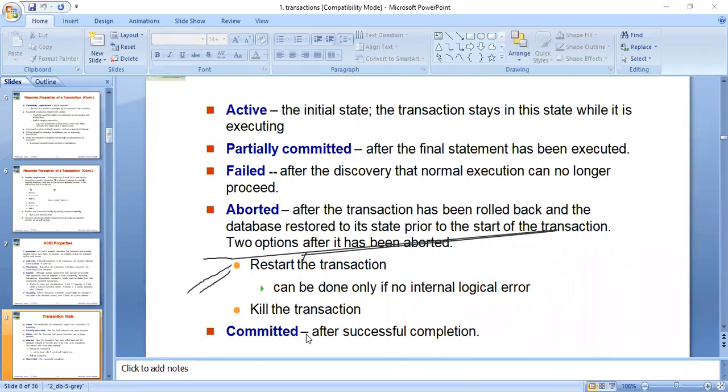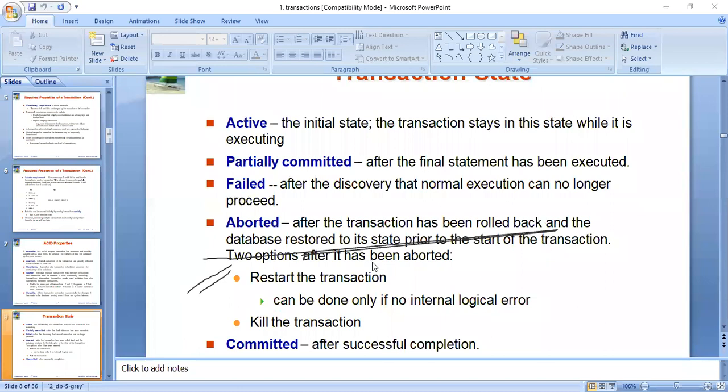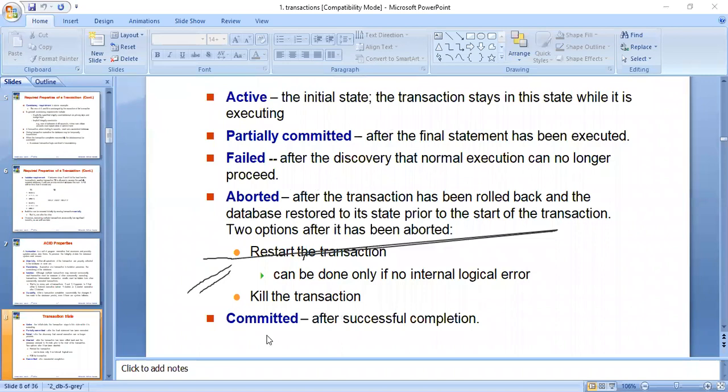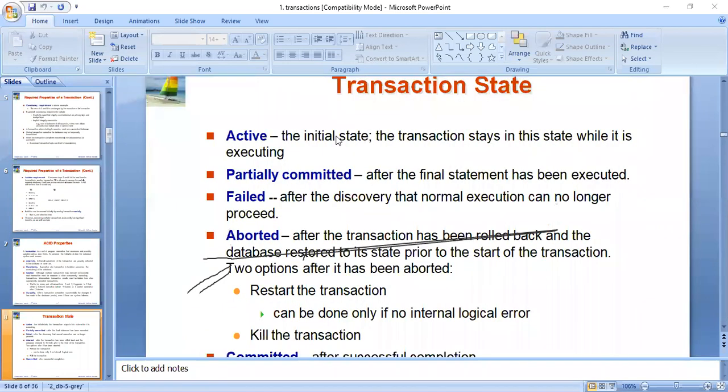There are 5 transaction states. How many states are there? 5 states. A transaction may be in the active state, partially committed state, failed state, aborted state, or committed state. These 5 states will be there.